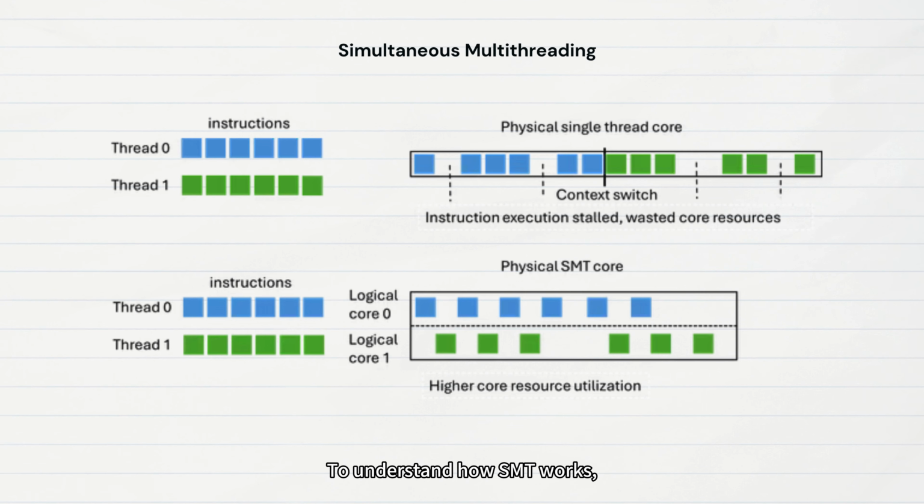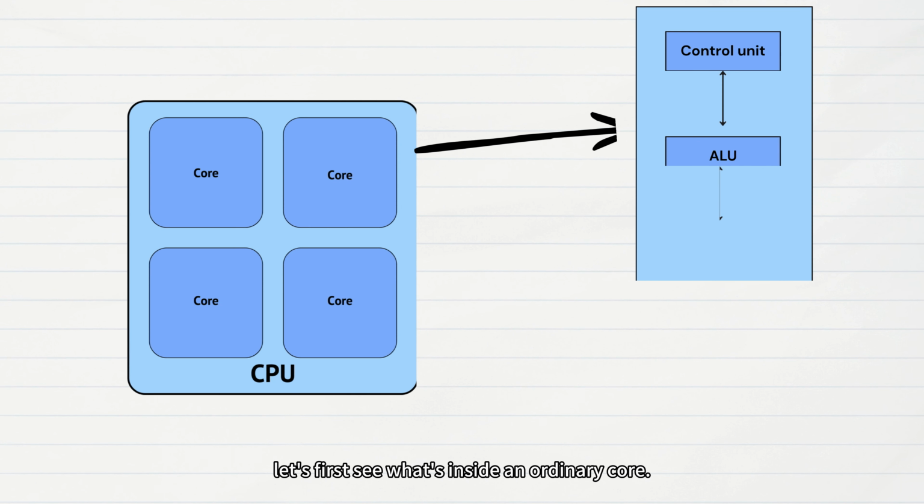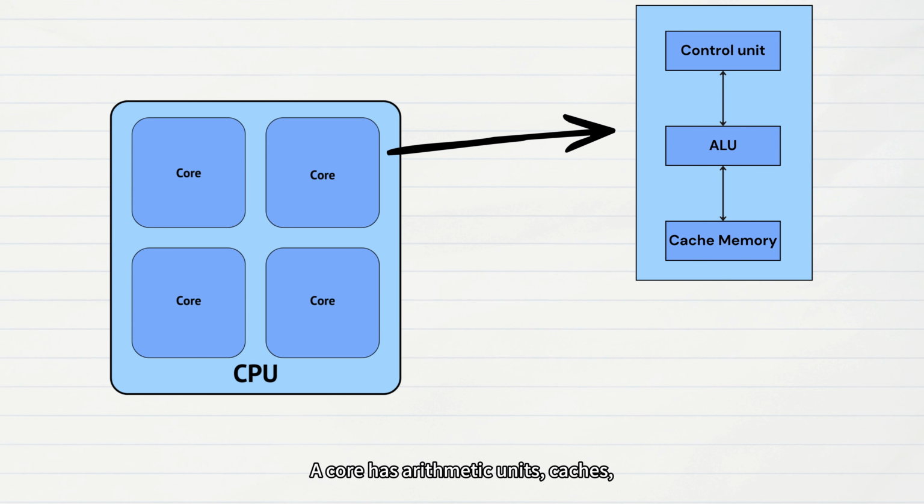To understand how SMT works, let's first see what's inside an ordinary core. A core has arithmetic units, caches, pipelines, execution ports. These are the truly expensive parts. If you wanted to turn one core into 2 full cores, the cost would be very high. The chip area would almost double.